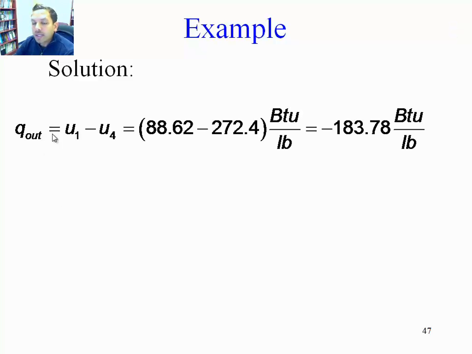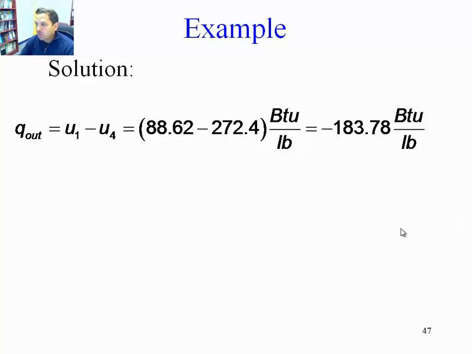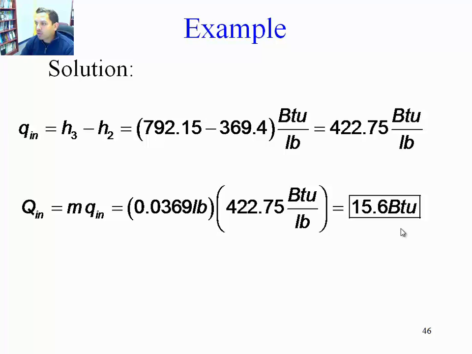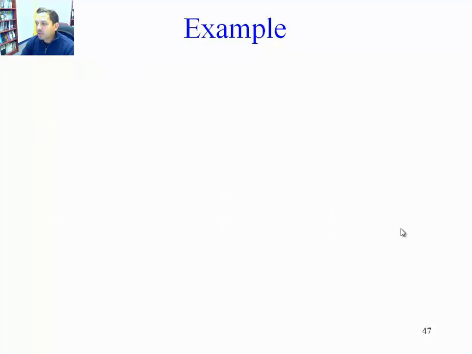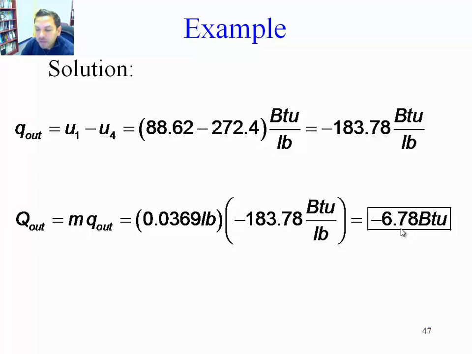The Qout, the heat rejection, occurs from process 4 to 1. That's the isochoric process, so qout is equal to u1 minus u4. That's minus 183.78 BTU per pound. So Qout is equal to mass times qout, and that's equal to minus 6.78 BTU. So it's negative as expected. So there's a combustion heat addition of 15.6 and a heat rejection of minus 6.78.